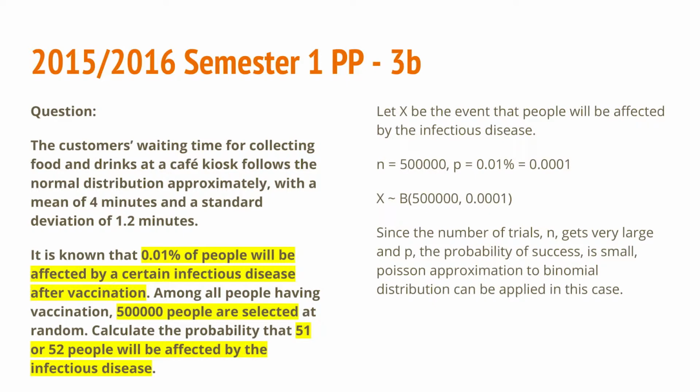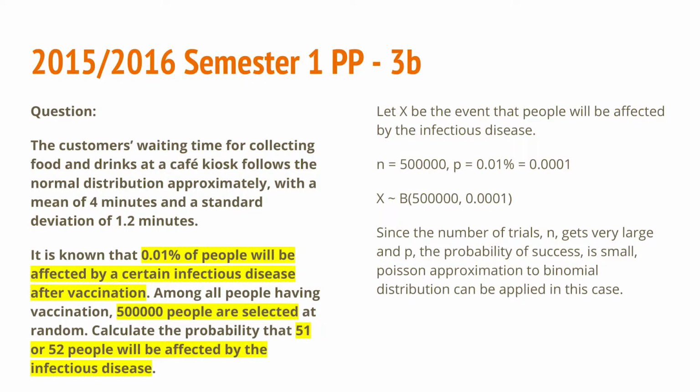To solve this question, we first let X be the event that people will be affected by the infectious disease. So the sample size should be 500,000 and the probability should be 0.01%. Then we take this information to the binomial distribution. However, the sample size is very large, so it's difficult to implement the normal distribution. Since the number of trials n gets very large and p, the probability of success, is small, the Poisson approximation to the binomial distribution can be applied in this case.